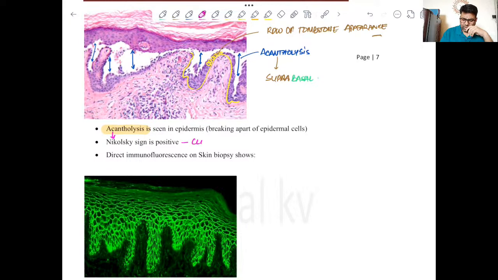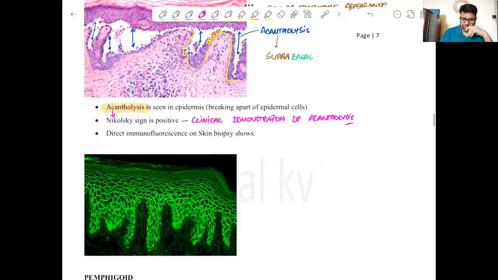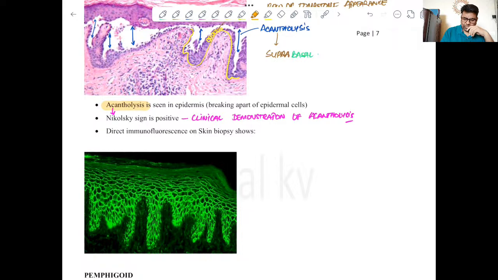The clinical sign of acantholysis is actually the Nikolsky sign. So this is the clinical demonstration of acantholysis. What you will do is give tangential pressure on the normal skin, and that will lead to peeling of the skin. So that's the Nikolsky sign, very important and very specific for pemphigus.